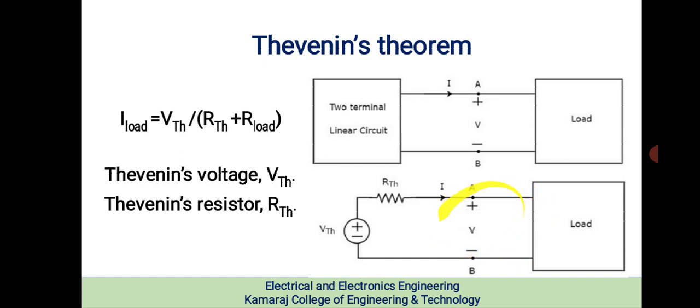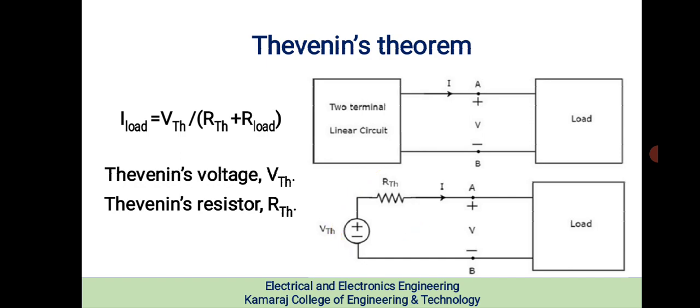The equation of the load current I load is equal to Thevenin's voltage divided by the total resistance, so that we can easily find the current through a particular resistance or load resistance by using Thevenin's theorem. So this is a two-terminal linear circuit. We simplify this linear circuit into VTH and RTH. That means Thevenin's voltage and Thevenin's resistor.